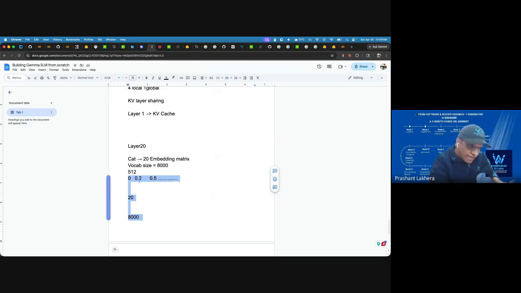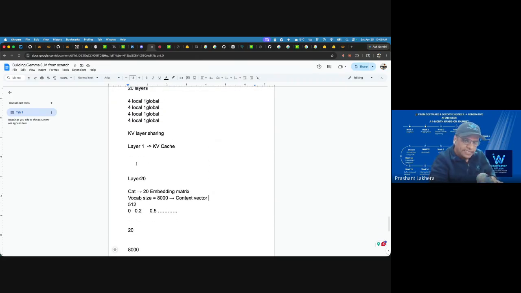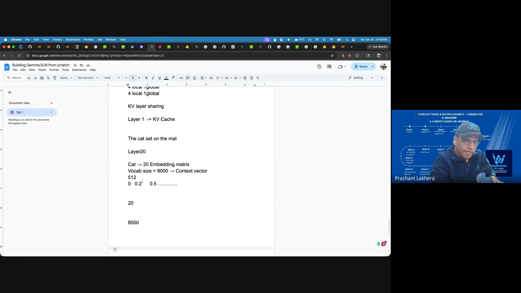Now, this embedding matrix we pass to the RMS normalization, and then we need to build out of it something called a context vector. A context vector is nothing but how each word can correlate to the other words in a sentence, like "the cat sat on the mat." If I ask who is sitting on the mat, the cat, we calculate the attention score.